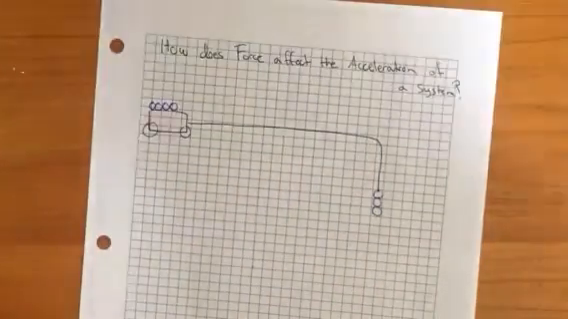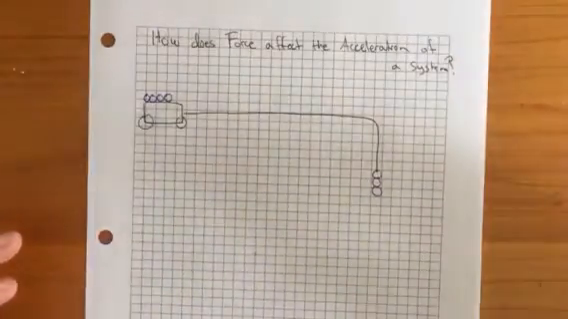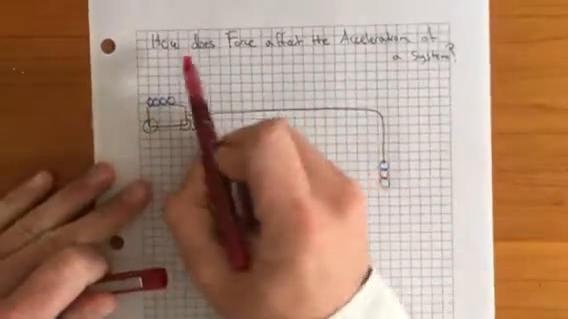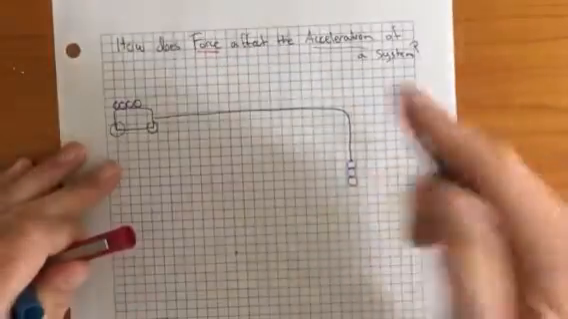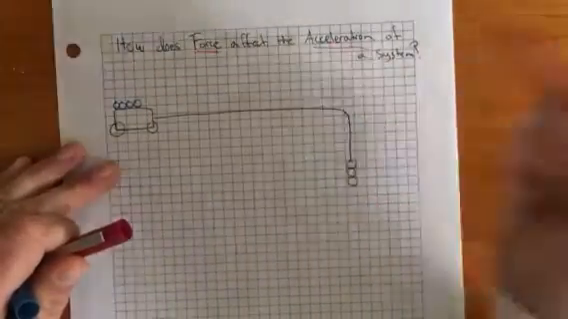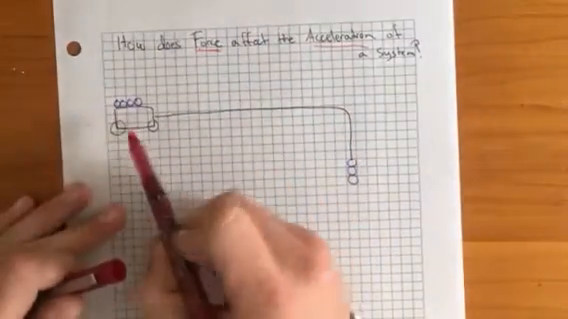All right, guys, let's revisit our lab just so that we can understand what was really going on. So the question was, how does force affect the acceleration of a system? Our independent variable is the force, our dependent variable is the acceleration, and we're going to keep the total mass constant. And our apparatus looked like this.